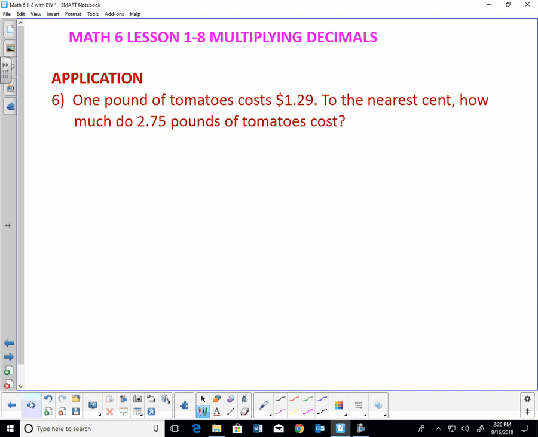1 pound of tomatoes cost $1.29. To the nearest cent, how much do 2.75 pounds of tomatoes cost? Okay. If I'm paying $1.29 a pound and I want to buy 2 3/4 pounds, that's what 2.75 is, I need to multiply those 2 together. Okay, so I'm going to take 1.29 and I'll multiply that by 2.75.